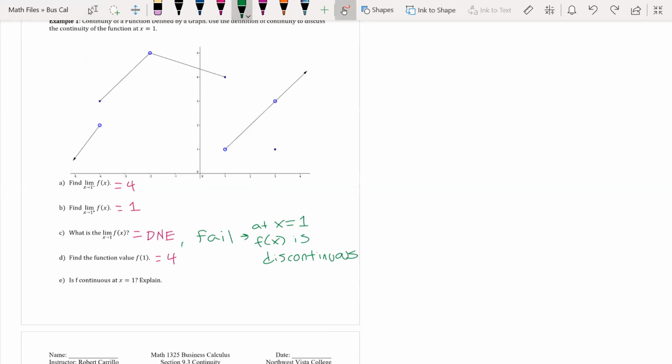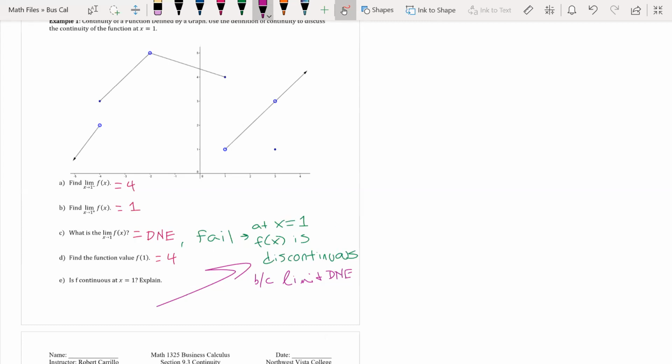Because the limit doesn't exist. Good. That's it. We said it right there, right? At x equals 1, f of x is discontinuous because the limit does not exist. There we go. So that is just a practice in the rules of continuity.